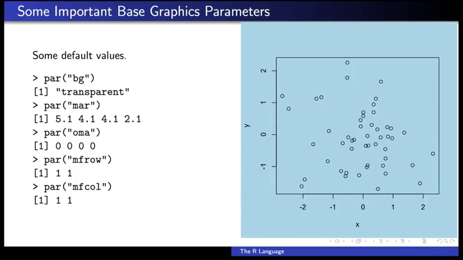It's a 5.1. The y-axis has 4.1 for the amount of space. The top of the plot has 4.1, and the right side has 2.1. So the right side of the plot has the least amount of space. And you can adjust these numbers if you want to make more space or less space for each side of the plot. But the mar option always is a vector of 4 numbers, so 1 number per side.